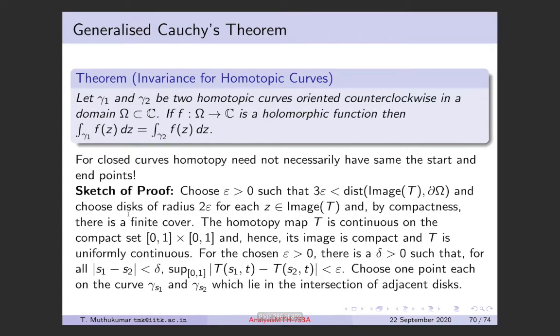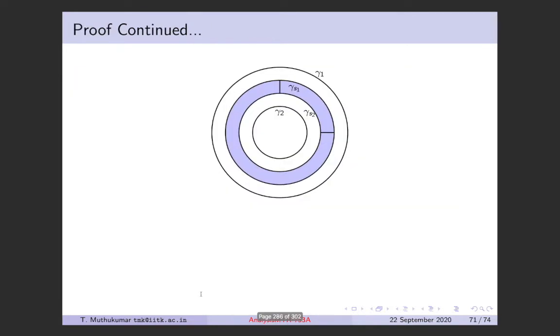So let me show you. Choose one point each from the intersection of adjacent disks on gamma S1 and gamma S2, and then you join them by a line. So I'm giving you a different picture here. Hope this helps explain. This is the given curve gamma 1. This is the given curve gamma 2. I have shown it as annular, concentric circles.